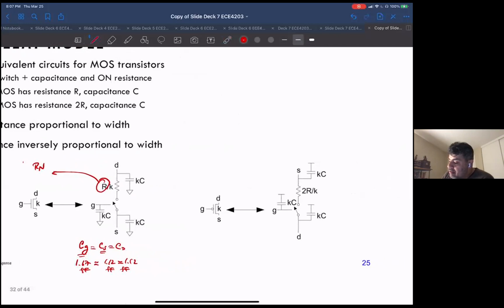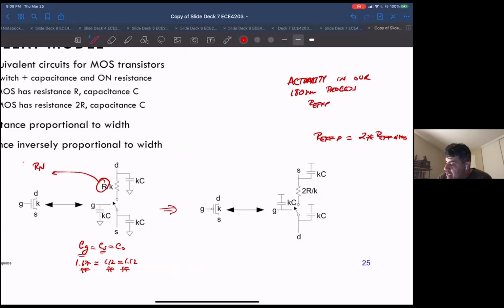Yet another simplification: we're going to assume for the purposes of these lectures that the effective resistance of PMOS is equal to 2 times the effective resistance of the NMOS. Remember that in actuality, in our 180 nanometer process, that ratio is more like 2.5 times. But we're going to go with this assumption at the moment, doing all our baseline calculations this way.